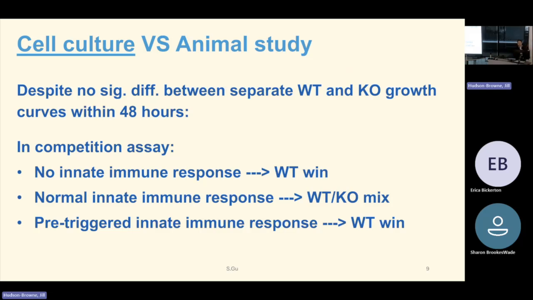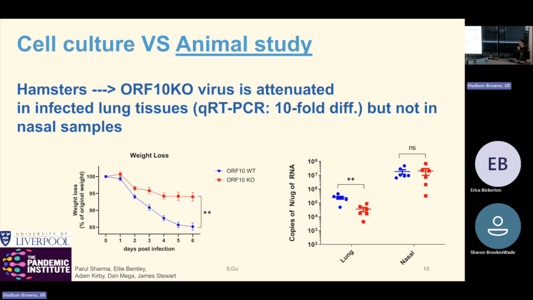And in normal innate immune response cells, those A549 cells, both viruses grow to a very comparable level. However, if we pre-trigger those innate responses using type 1 interferon 18 hours prior to the SARS-CoV-2 infection, the knockout virus starts to struggle again. So let's look at the animal studies.